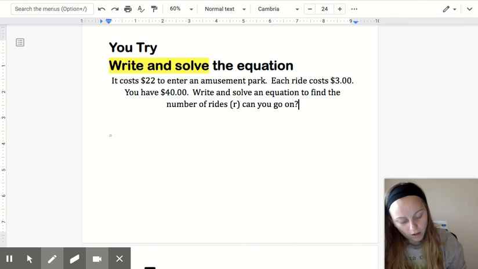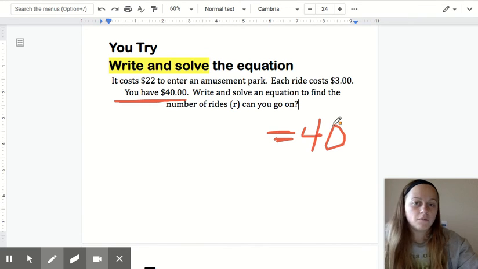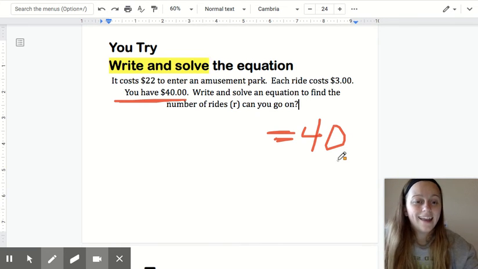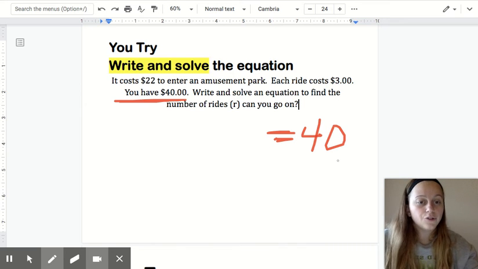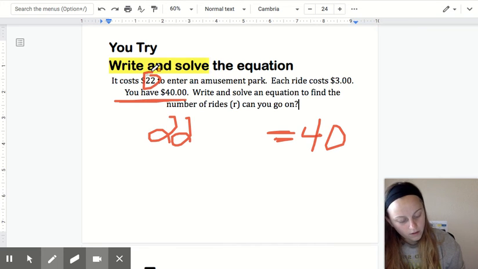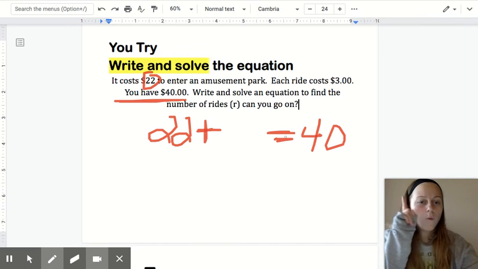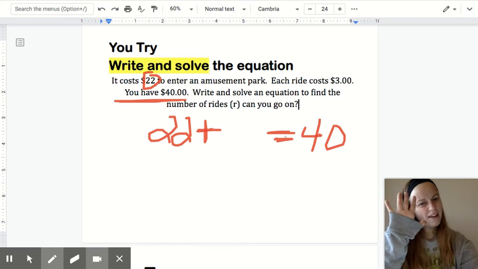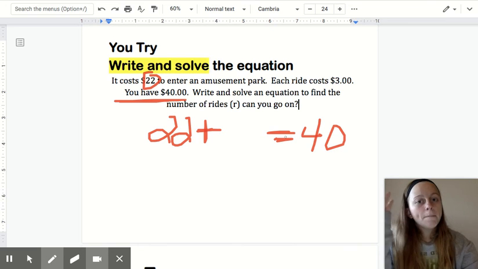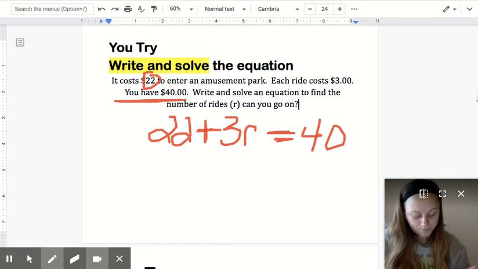You have $40. That's our total. So it's going to equal 40. That's the first thing that jumped out to me, how much money you have. It costs $22 to enter the amusement park, and then $3 for each ride. So I know that it's going to be $22 no matter what. So 22 plus whatever rides I go on. Well, if one ride is $3, how much is 5 rides? $3 times 5 is 15. So I'm multiplying $3 for each ride R I go on.